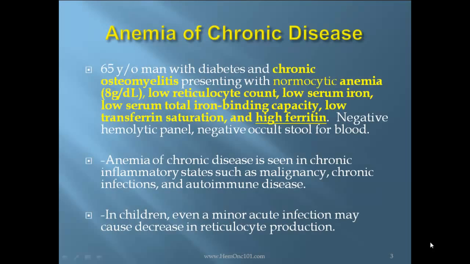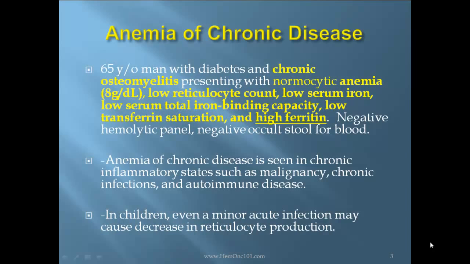Anemia of chronic disease. Case report: 65-year-old man with diabetes and chronic osteomyelitis. That's the key word. Presenting with normocytic anemia, hemoglobin 8, low retic count, low serum iron, low serum total iron binding capacity, low transferrin saturation, and high ferritin. Negative hemolytic panel, negative occult stool for blood.